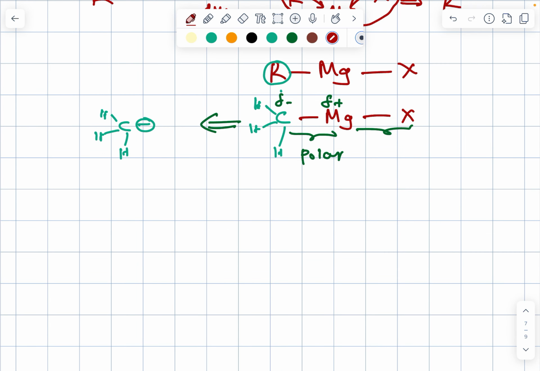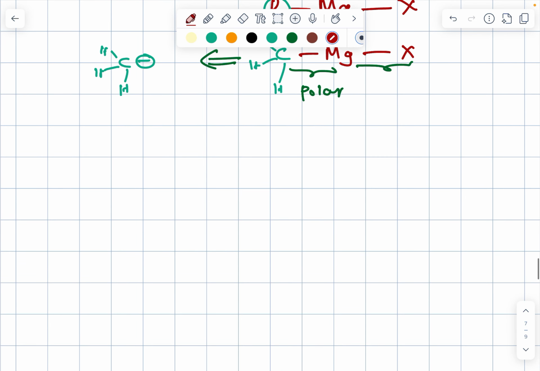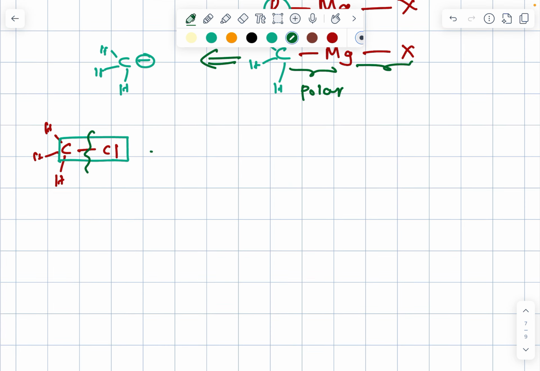Now for example, I have methyl chloride. The methyl chloride formula is CH3Cl. What about the nature of the C-X bond? This particular bond is going to be broken and added to the magnesium. So what type of Grignard reagent am I going to get? Here I am going to get methyl magnesium chloride.